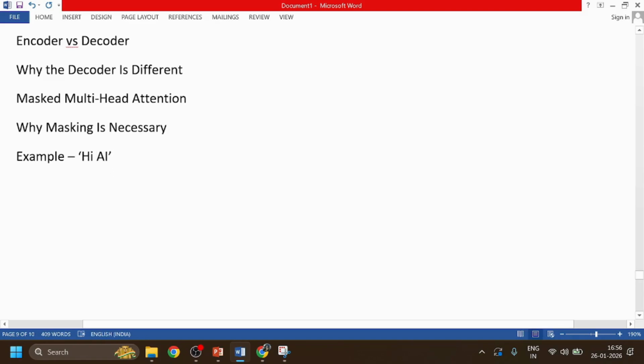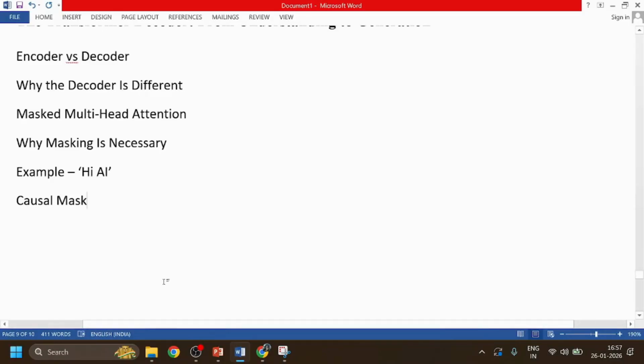I'm going to explain again with this example. At step 1 the model only sees hi and predicts the next word. At step 2 it sees hi AI, but nothing beyond that. The mask ensures this behavior. Internally this is done using the causal mask, which blocks attention to future positions. You don't need to remember the matrix. Just remember the rule: no peeking into the future.